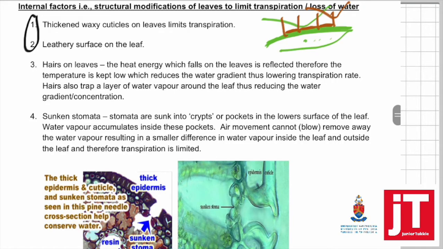And if it traps moisture, then there's a high concentration of water in the leaf and outside the leaf, and so there's no gradient, so it will reduce water loss. 4 is the sunken stomata, and I included pictures to show you where the stomata are. That means when this stomata loses water by transpiration, the water will be lost to the cells here in the outside, and this will also reduce water loss.